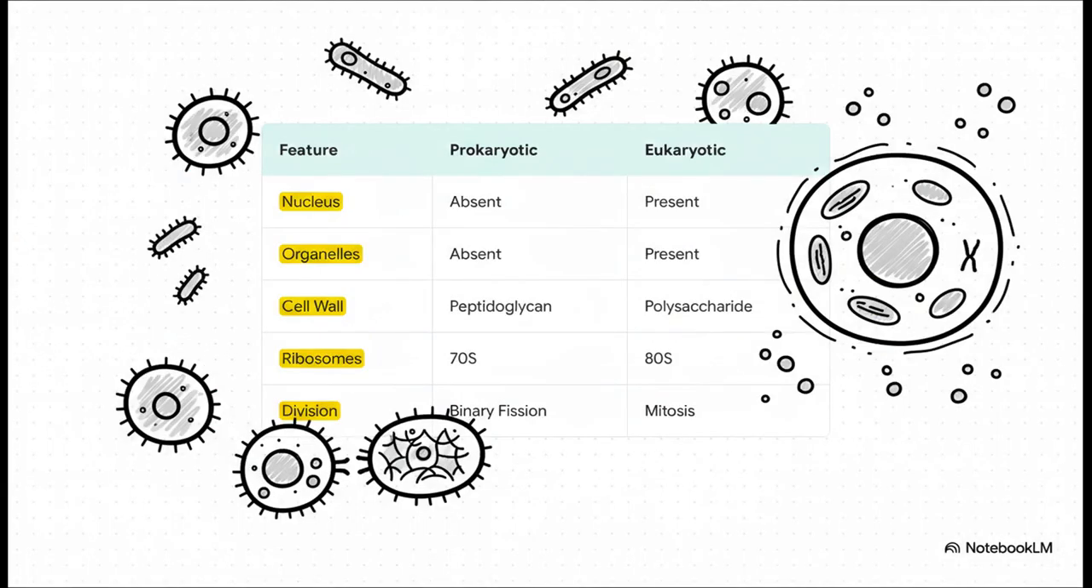All right, so to pull this all together, here is the final showdown, the big comparison. For prokaryotes, no nucleus, no complex organelles, that unique peptidoglycan cell wall, slightly different ribosomes, and they multiply by simple binary fission, not that complicated mitosis dance we do. If you remember these points, you've absolutely nailed the key differences.